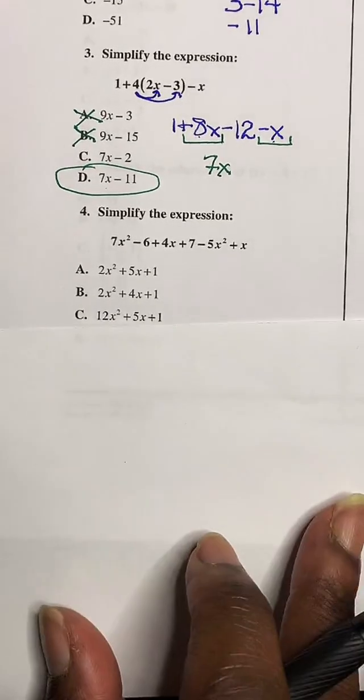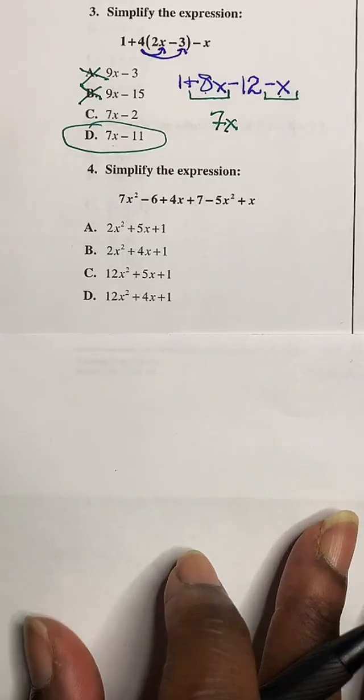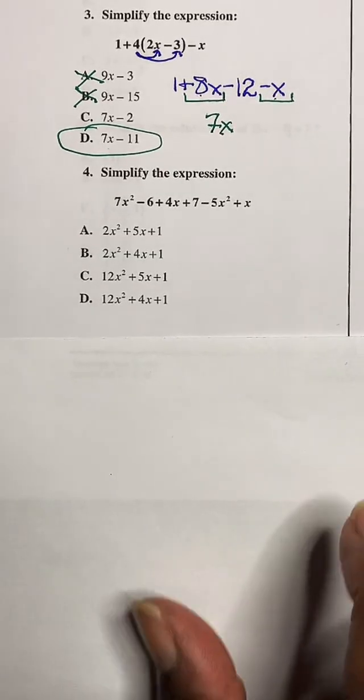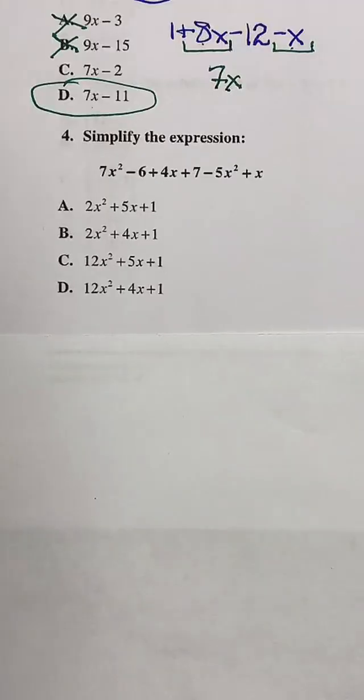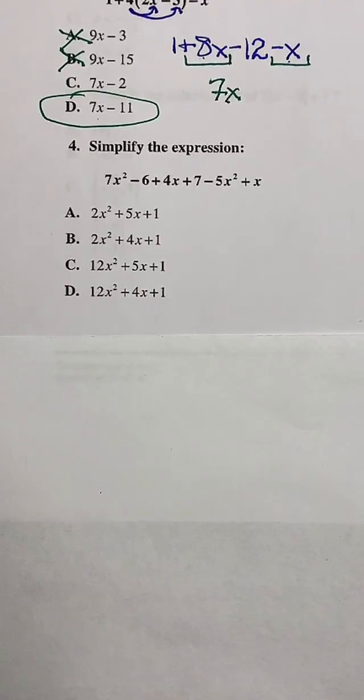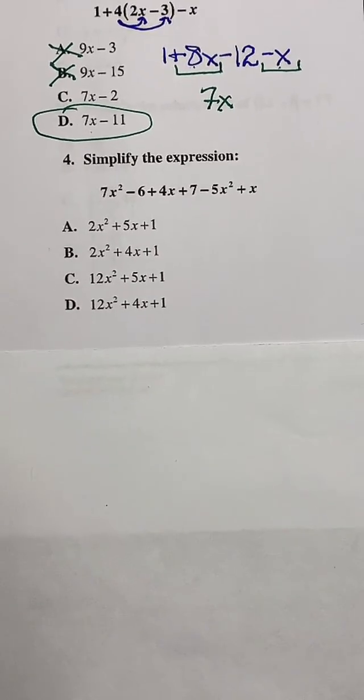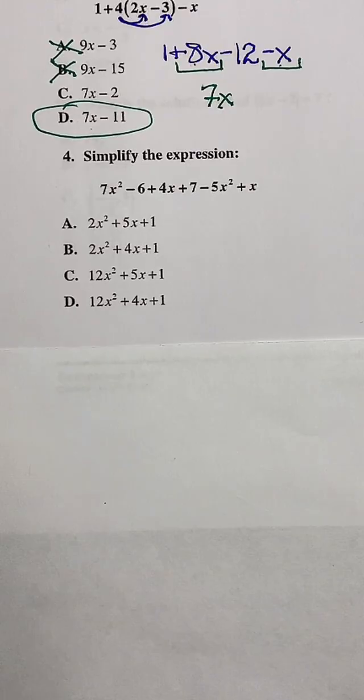All right. So let's simplify this expression. So you have 7x squared minus 6 plus 4x plus 7. Let me make this a lot bigger. Feel like I'm giving you an eye chart right now. So again, 7x squared minus 6 plus 4x plus 7 minus 5x squared plus x. Is your answer A, B, C, or D?